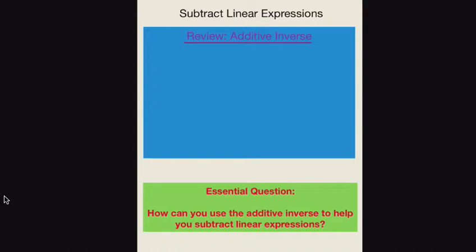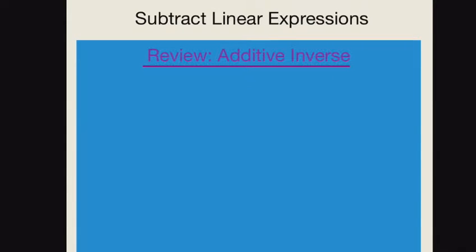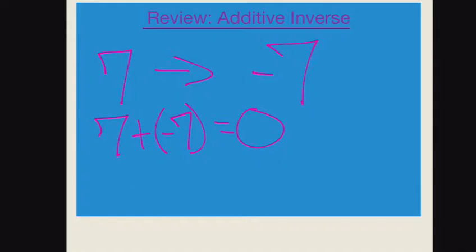Okay, now we're going to start talking about subtracting linear expressions. When we discuss subtracting linear expressions, we need to first review our knowledge of additive inverse. So when we talk about additive inverse, remember, let's say I gave you the number 7, you would tell me the additive inverse of 7 is negative 7 because 7 plus negative 7 equals 0. So remember, additive inverse is the opposite of a number. If you added it together, it would equal that 0.